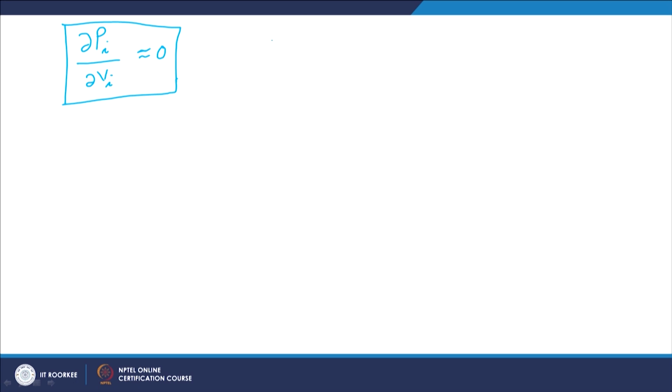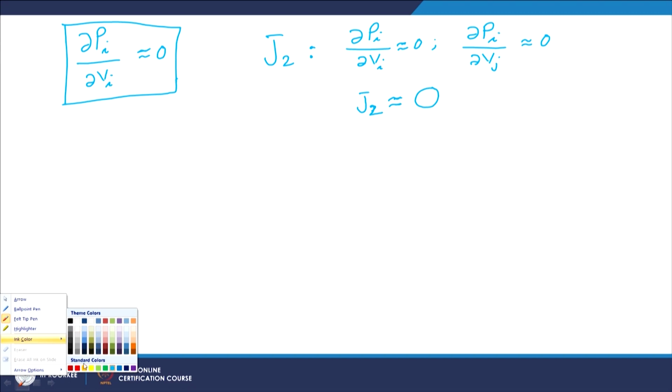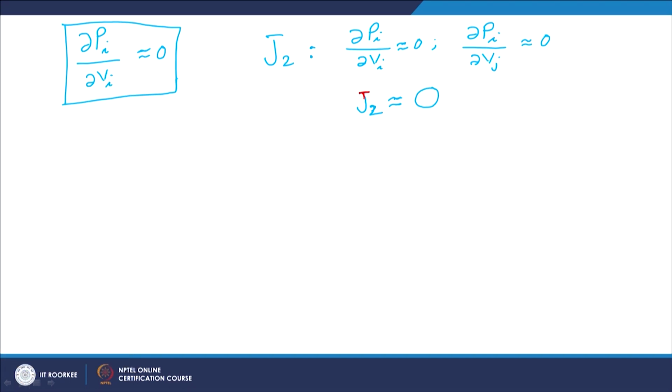So, then for this matrix J2, we have terms del pi by del V_i, which is 0, and del pi by del V_j, that is equal to 0. So, then therefore, we can straight away say that J2 matrix is a null matrix. So, this is a very, very interesting result. Matrix J2 becomes simply a null matrix.